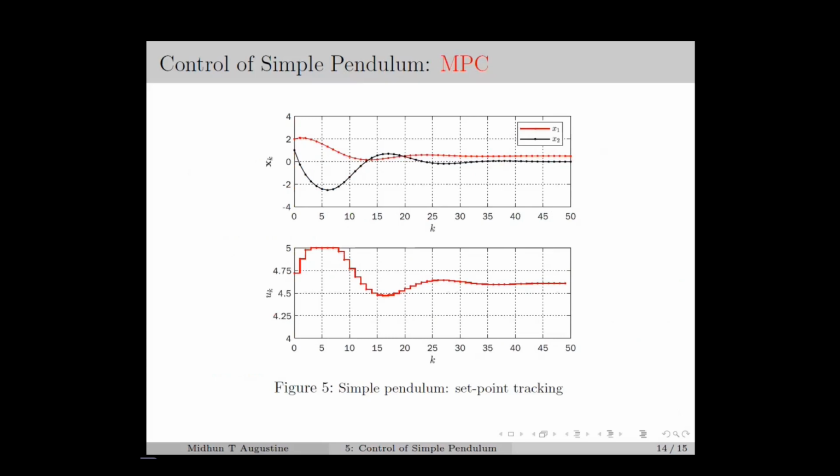Then we have the response of the simple pendulum with MPC for set point tracking, which shows that the states are starting from some initial states and moving towards the reference values. And this plot shows the control input. And here we can see that the control input satisfies the control constraints. And in steady state, the control input converges to the value of UR.